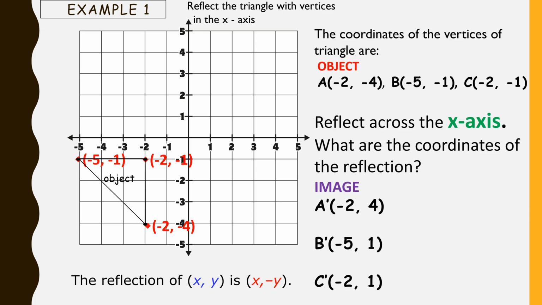Now, when you're done getting the coordinate of the reflection, which is that of the image, now you can go on to graph the image. That's -2, 4, -5, 1, and -2, 1. So here's the image. So when you reflect this triangle over the mirror line, you have that. Okay?